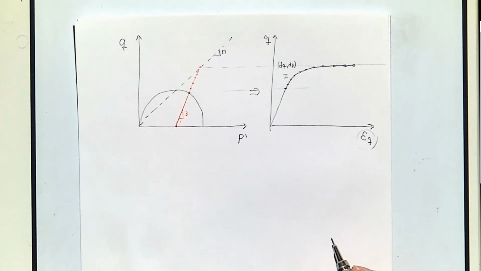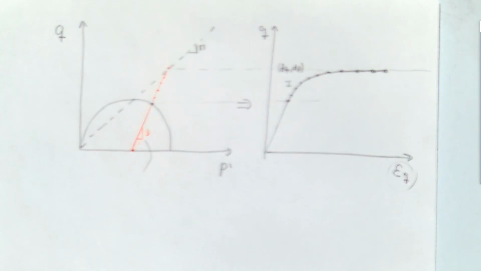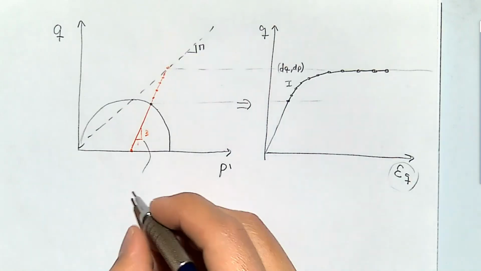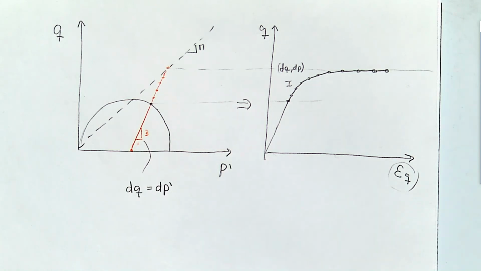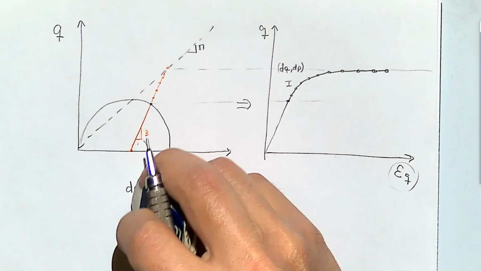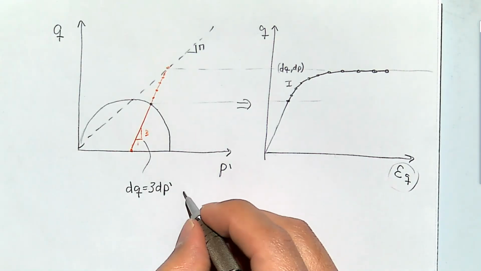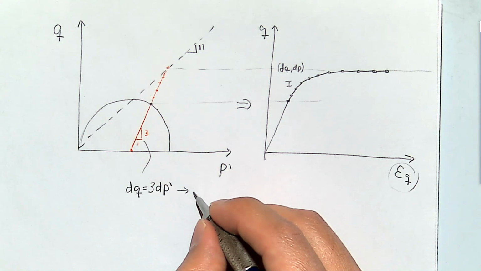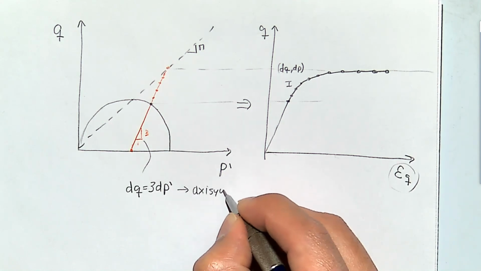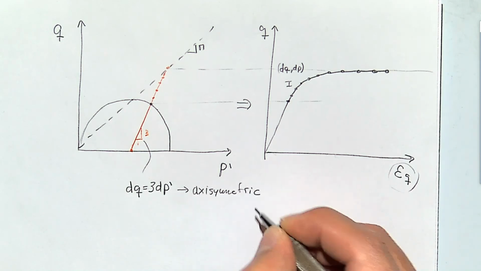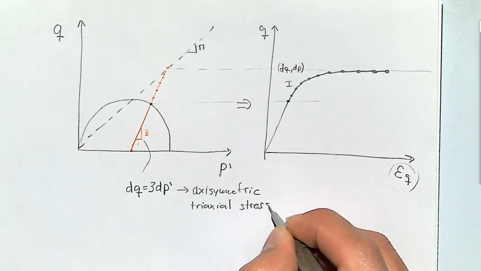Well, remember, dq is going to be equal to 3 times dp prime. This is an axisymmetric triaxial stress path.